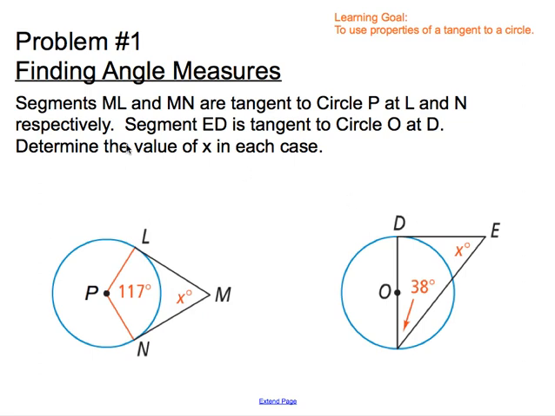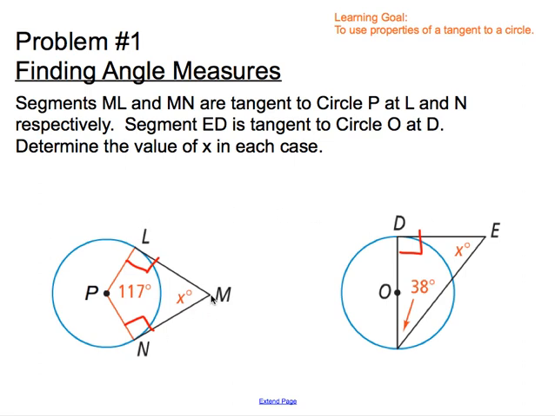The first thing we should do based on the theorem that we just looked at is we should know that since these lines are tangent, they meet at right angles. So what we want to do is go ahead and fill in our right angles. Now, based on what we know about both quadrilaterals and triangles, we can figure out this information.